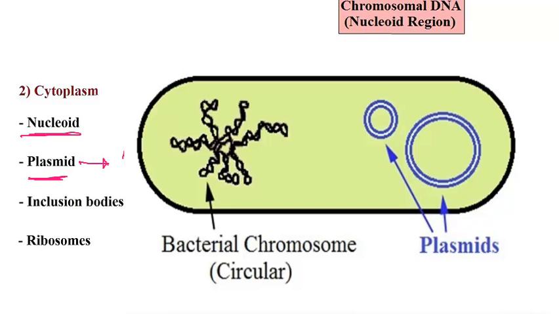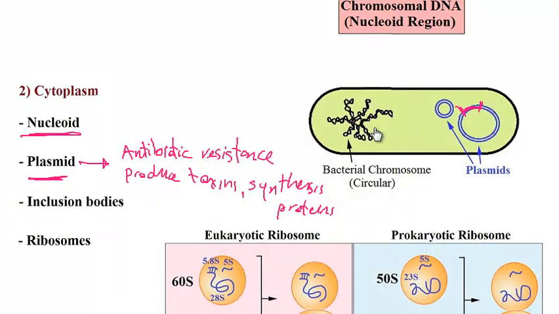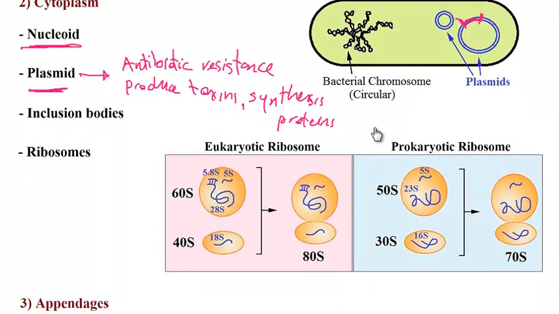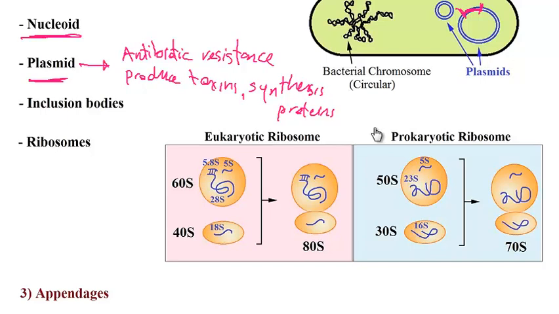All right, now the next structure is the inclusion bodies, and these are basically nutrient granules that are used in times when there is a low source of energy available. So these are nutrient granules.